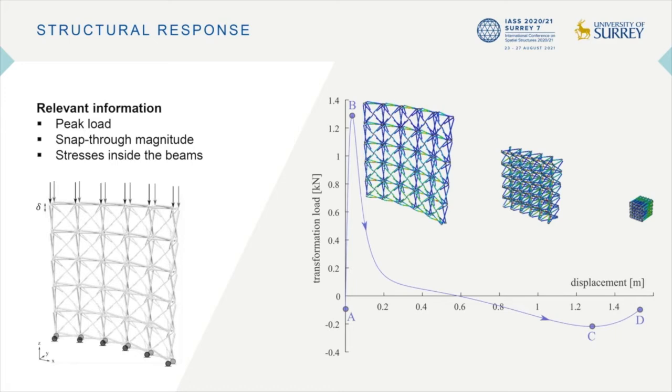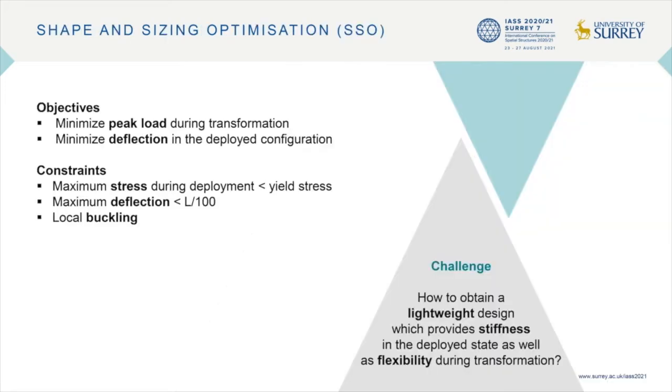There are some important criteria to consider. The peak load should be limited to ensure an easy transformation. The snap-through magnitude should be limited to ensure safety, and the stresses inside the beams should be limited to ensure an elastic material behavior. The challenge of obtaining a flexible structure during transformation, which provides stiffness in the deployed configuration, can be translated as a multi-objective optimization problem, in which the objectives are to minimize the peak load and the deflection in the service state.